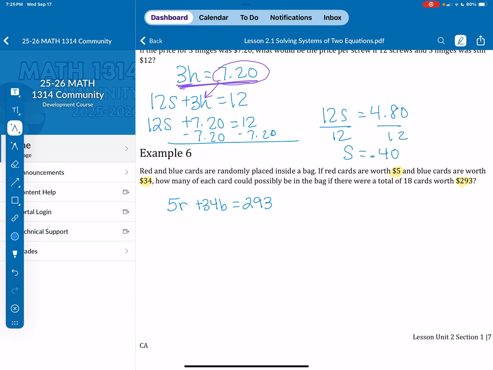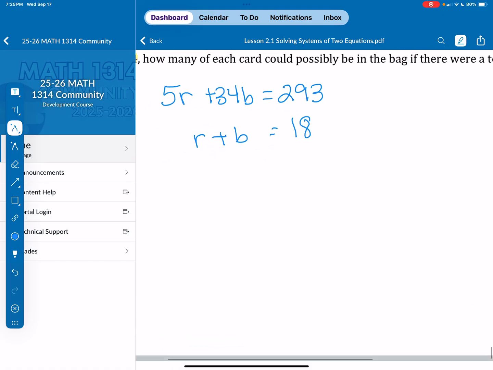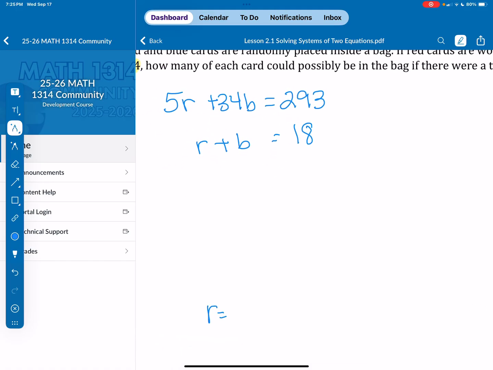So then also, I know I have 18 cards, and the only options they have are to be either red or blue. So I know that I have those equations. You can do substitution or elimination here. It's completely up to you, whichever one. I'm not going to go through and solve this one for you, but I will tell you that once you've solved it, you will find that red is equal to 11 and blue is equal to 7.